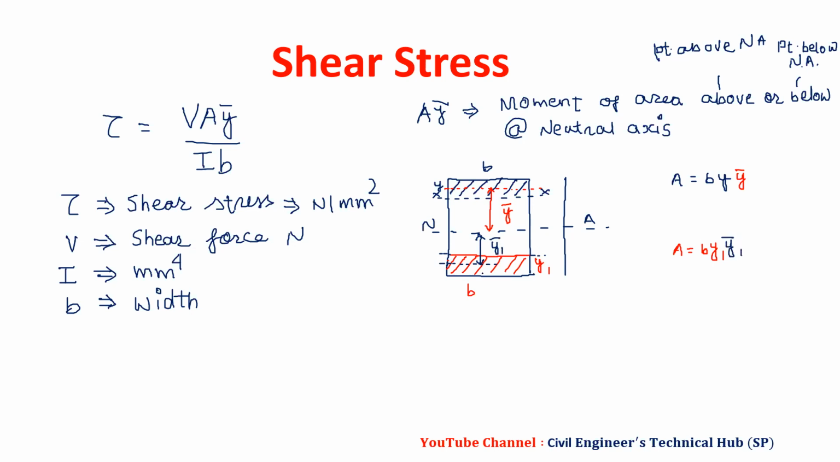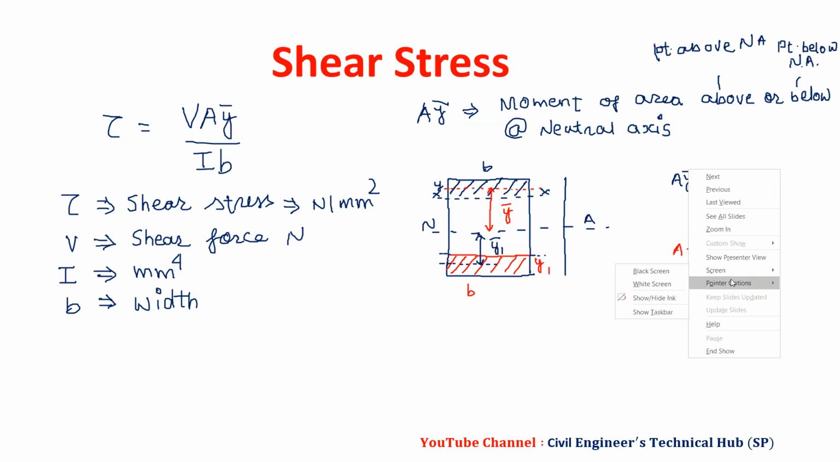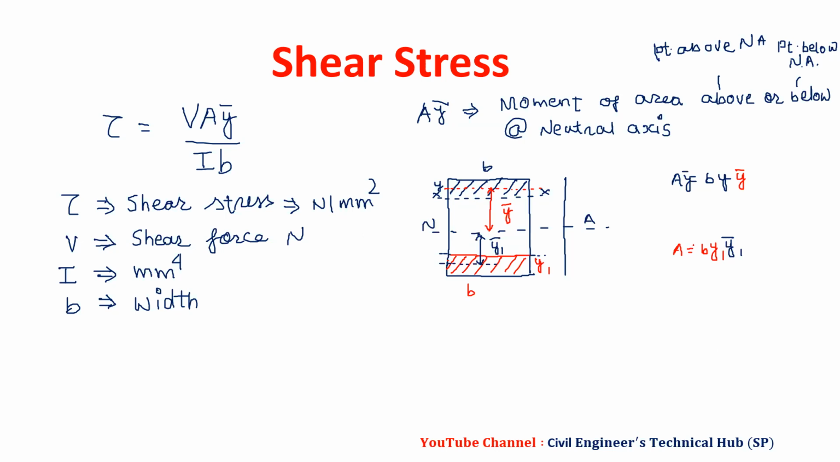So likewise, we have to consider these values. This is A y bar, and this is also A y bar. Here the area is B Y1, and this is the y bar distance from the neutral axis.